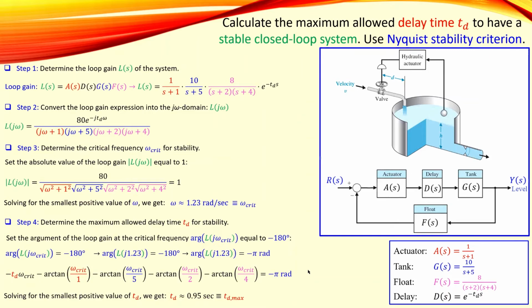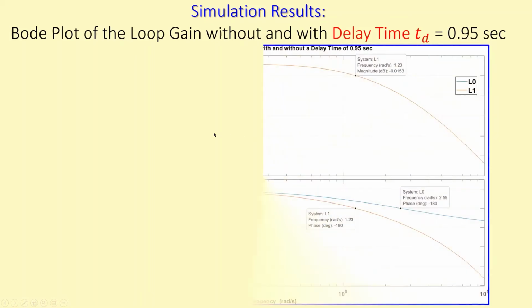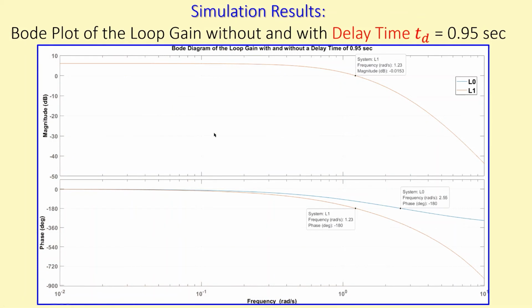Let's now verify our calculation using the simulation in the next step. So let's look at the Bode plot of the loop gain without and also with a delay time of 0.95 seconds. So this is our Bode diagram. What you see is the following. We have the blue line, which is the situation L0, which is the loop transfer function without delay, and L1 is the one with a delay of 0.95 seconds. Let's look at this first, the blue line.